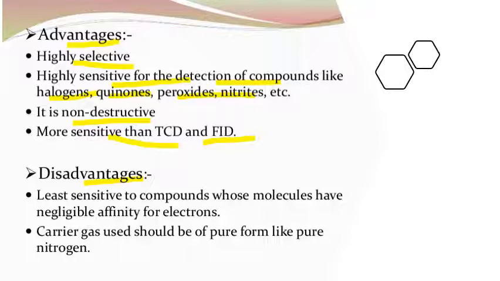What are its disadvantages? It is least sensitive to compounds whose molecules have negligible affinity for the electron, because the principle involved is that it detects on the basis of electron absorbing capacity. So if the compound has negligible affinity towards the electron, it is not possible to detect those compounds. The carrier gas should be in pure form, like pure nitrogen. It should be of very pure form, otherwise it will not give good results.